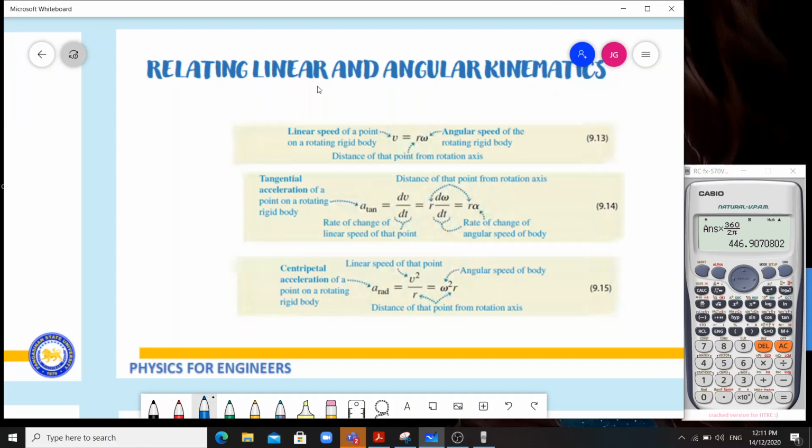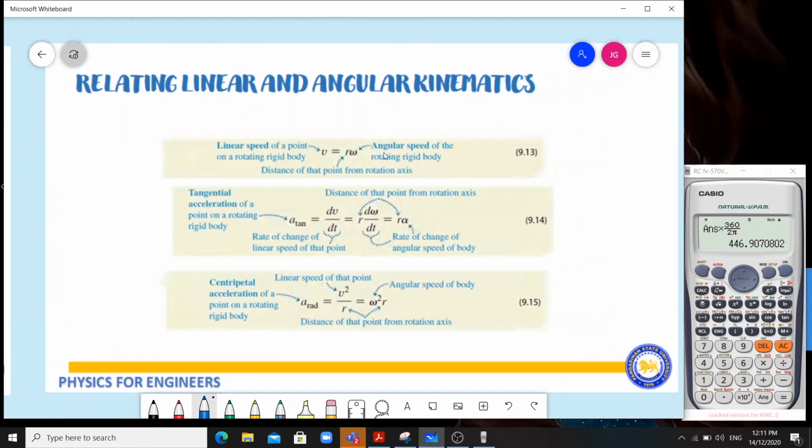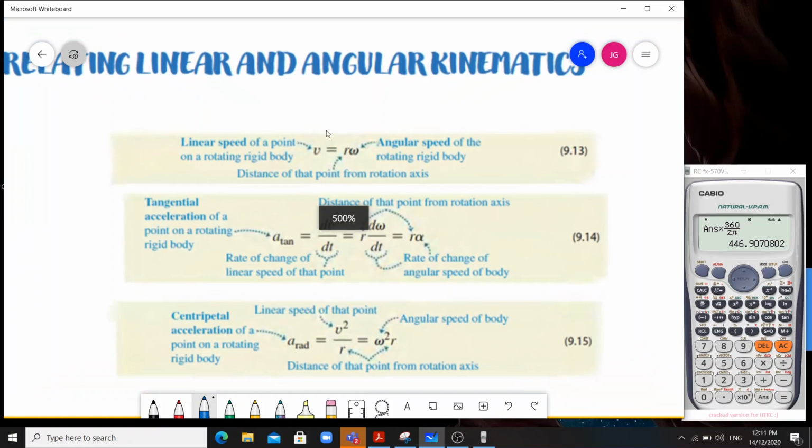Then, next, relating linear and angular kinematics. For example, if you are given angular quantities, we convert them to linear. So, when finding velocity, that is equivalent to radius times angular velocity or angular speed. For angular acceleration, the tangential component is r alpha. For the centripetal or radial component, that is omega squared r. So, you just have to remember these formulas.